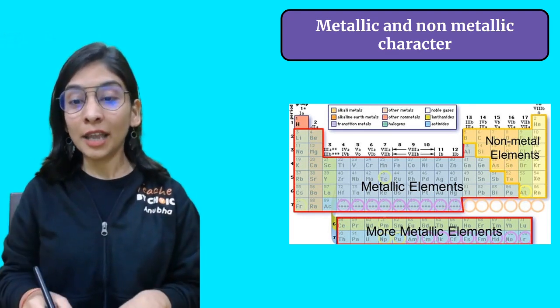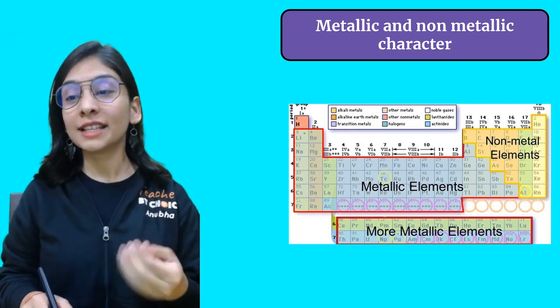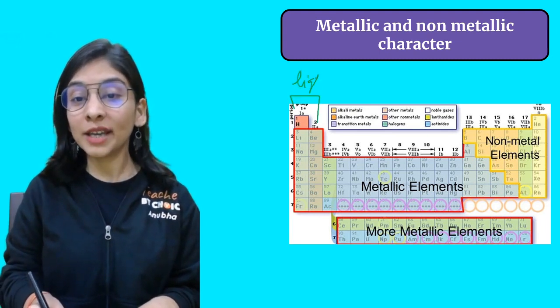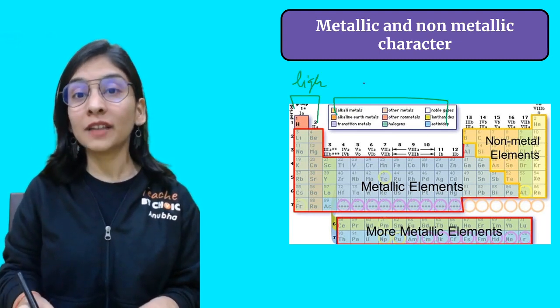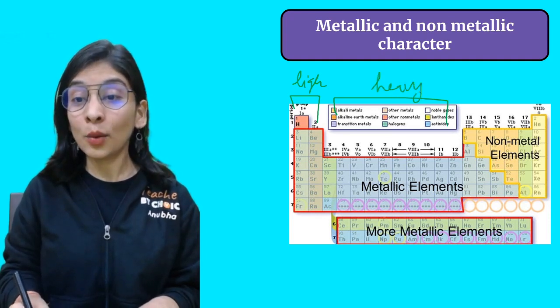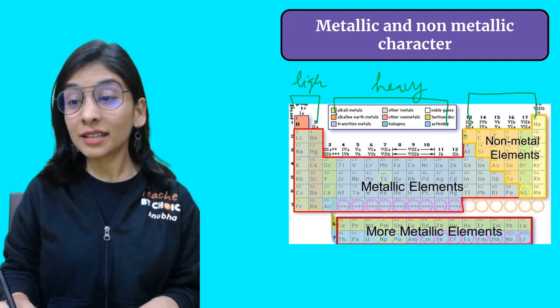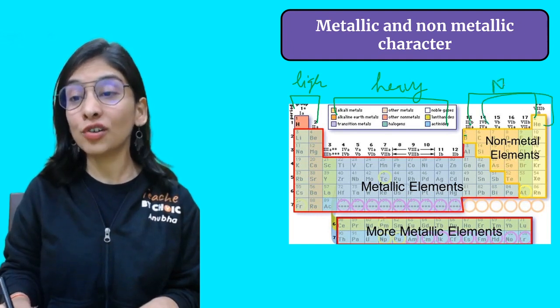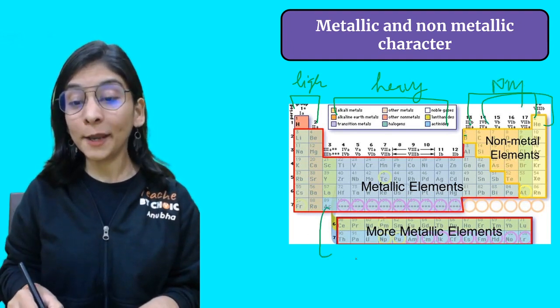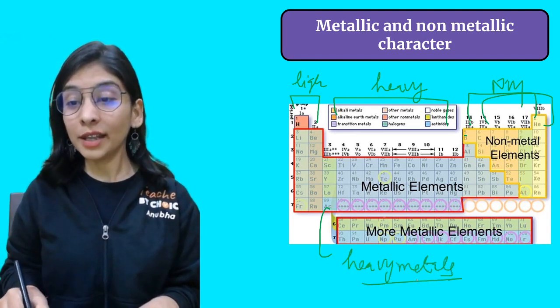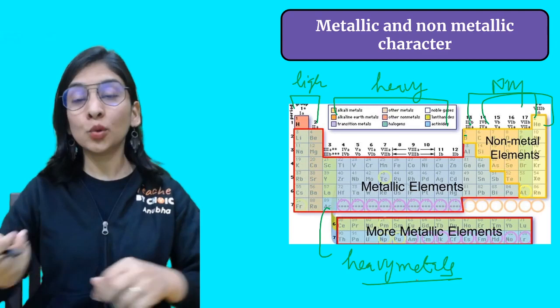So look at this entire table. Most of the table has metals and we have very few non-metals. My group 1 to 2 are light metals. My 3 to 12 is a group of heavy metals. When I talk about 13 to 18, 13 is also metals. These are some of the members, non-metals. This is also my heavy metals, transition metals. All right, everyone. So I'm left with very few non-metals.